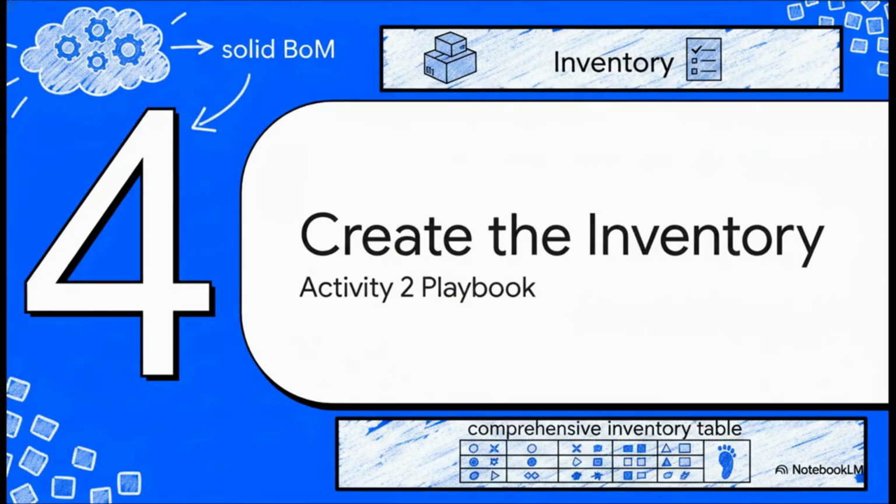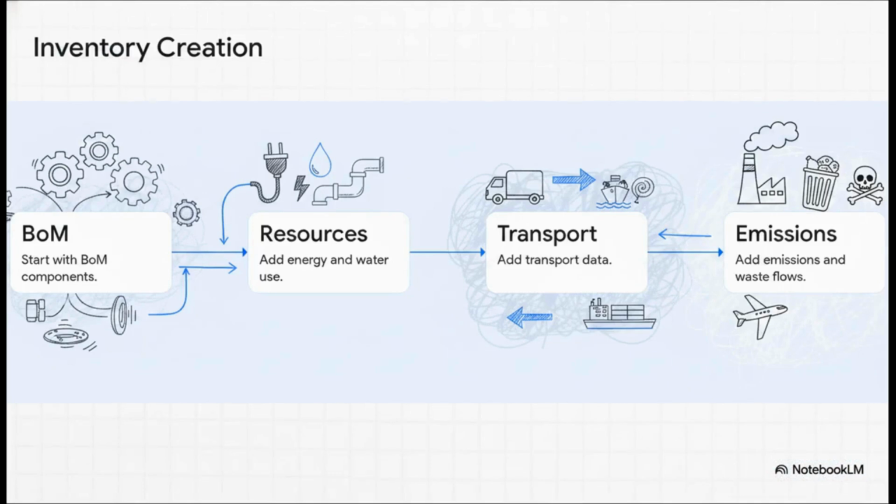Step 2, create the inventory. And here is your Activity 2 playbook. We're going to follow a very exact progression to build upon your initial work. First, you start with the BOM components you literally just mapped out. Second, you layer in the energy and water use required for the process. Third, you add in your transport data. And fourth, you factor in the resulting emissions and waste flows.